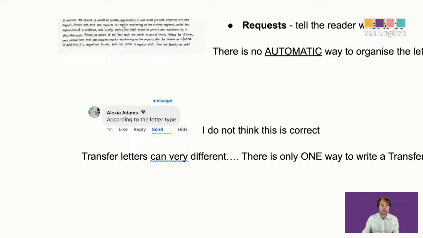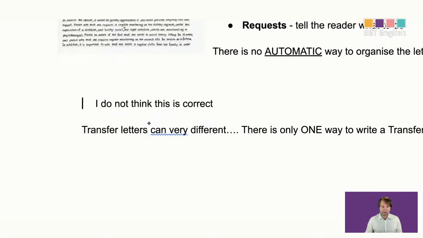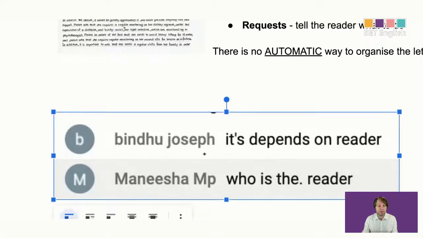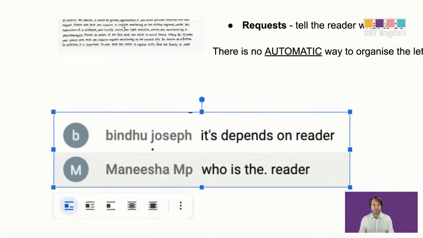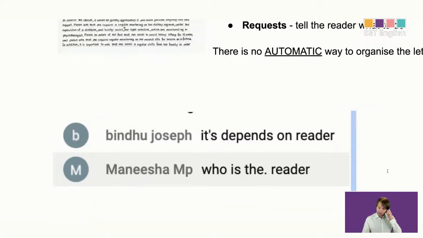So Bindu's saying it depends on the reader. Bindu, thank you for your response. Who is the reader? So this is Manisha and Bindu. Guys, I think this is probably a better way to think about it. Let me just show you what these guys are saying. And again, this is a live class. Please feel free to type a message. I'll try to read it. I'll try to respond. But here we've got Bindu and Manisha saying it depends on the reader, right?